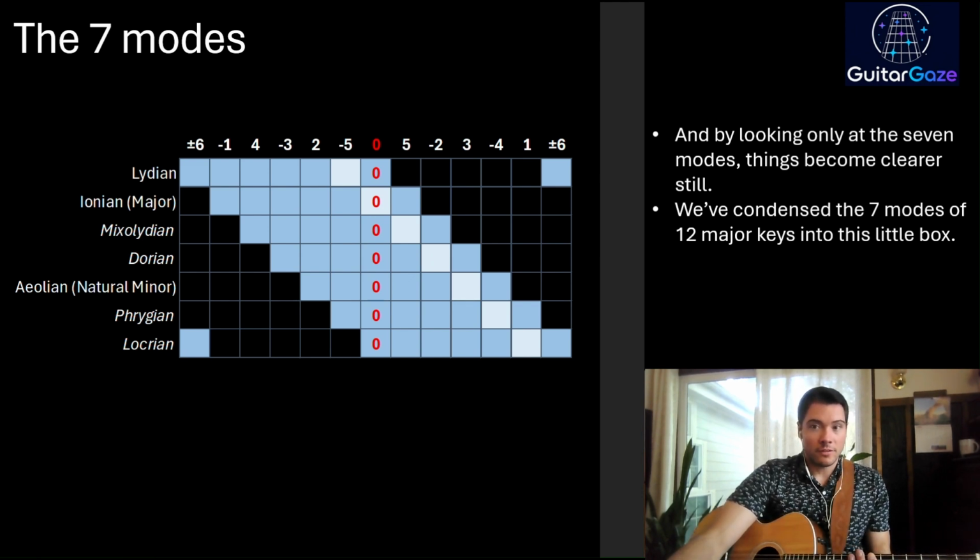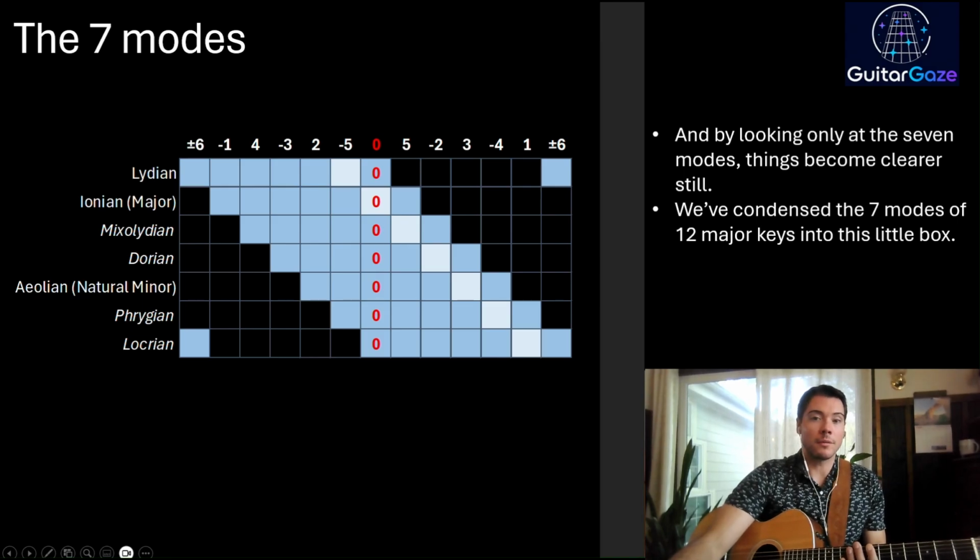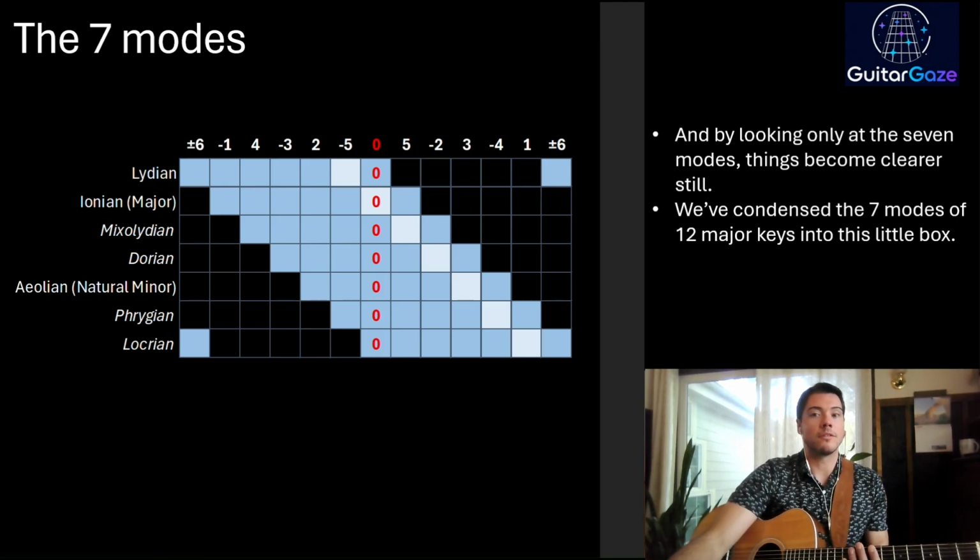So the Dorian mode is central, meaning it shares more notes with other modes than any other mode. And we will emphasize this again momentarily. For now, just appreciate the fact that we've compressed the 7 different modes from 12 different keys into this little easy to digest diagram. And another thing worth noting that we will touch on in the next lesson is that the different modes can be thought of as blends of their adjacent modes and easily applied to the fretboard.